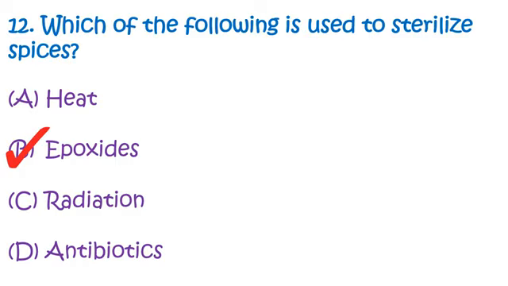Epoxide is nothing but ethylene oxide, which acts as a fumigant and can be used to disinfect or sterilize the spices. The other methods like heat or radiation cannot be used as a higher temperature might affect the flavoring compounds from the spices if used for a longer period of time. Even antibiotics cannot be used as they require proteins for the synthesis or its action.